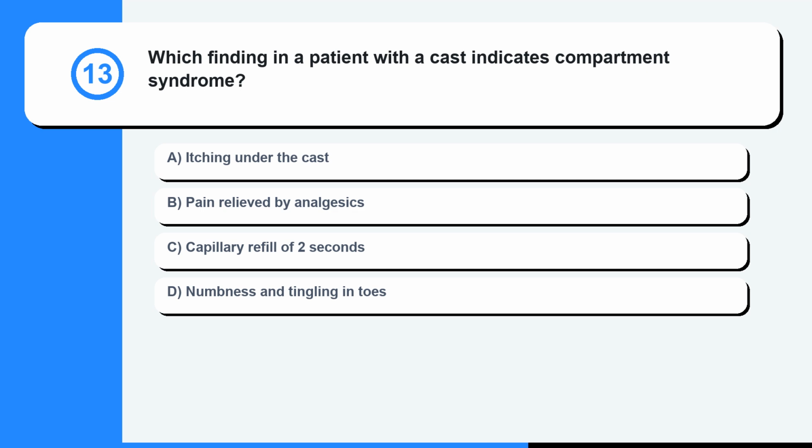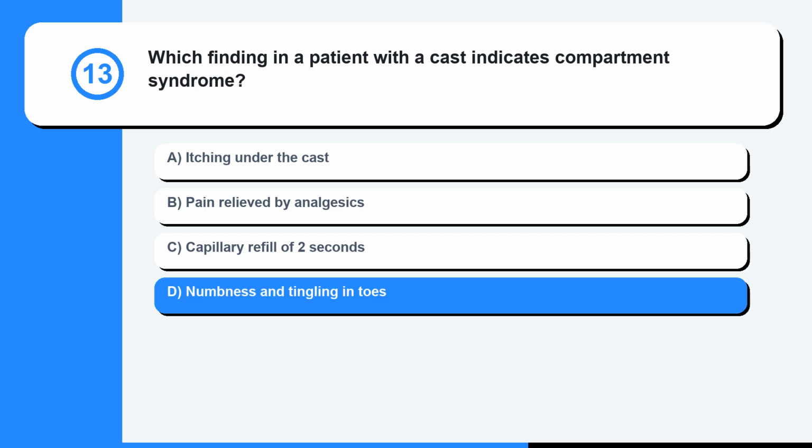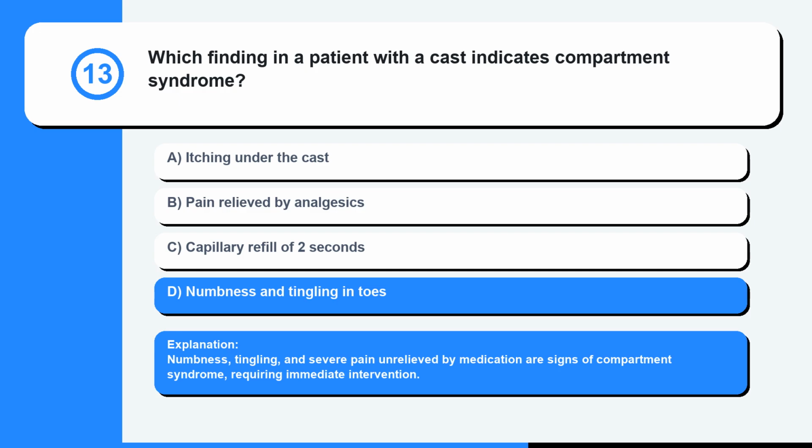Question 13. Which finding in a patient with a cast indicates compartment syndrome? A. Itching under the cast. B. Pain relieved by analgesics. C. Capillary refill of 2 seconds. Or D. Numbness and tingling in toes. The correct answer is D. Numbness and tingling in toes. Numbness, tingling, and severe pain unrelieved by medication are signs of compartment syndrome, requiring immediate intervention.